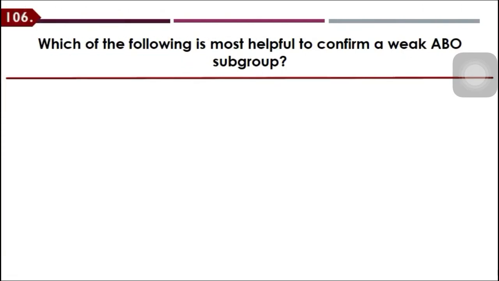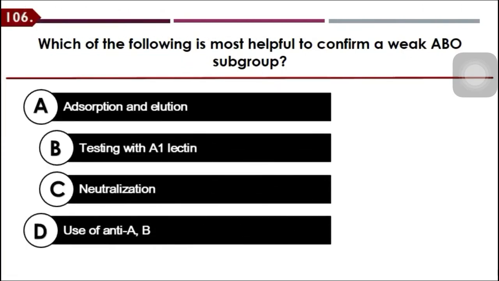Next again, which of the following is most helpful to confirm a weak ABO subgroup? Of course, alam na natin yan. The answer is adsorption and elution.